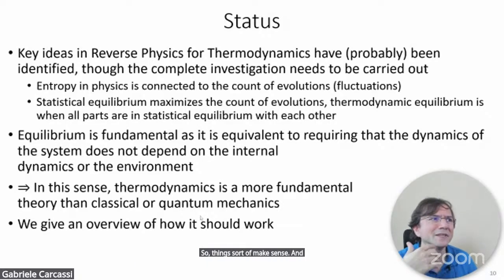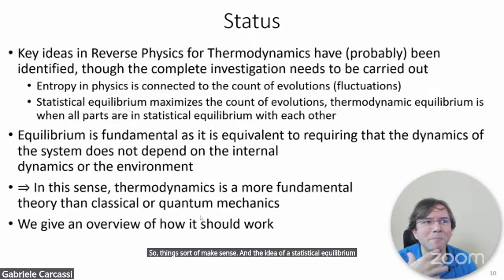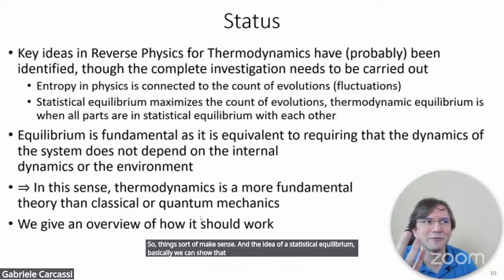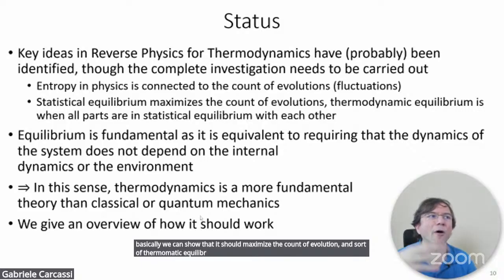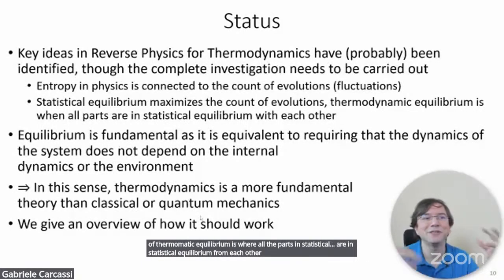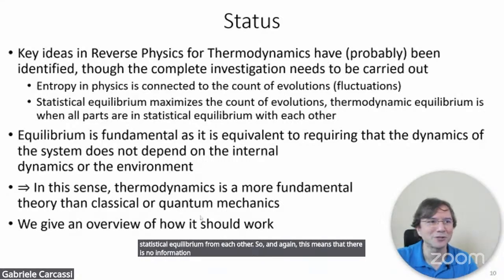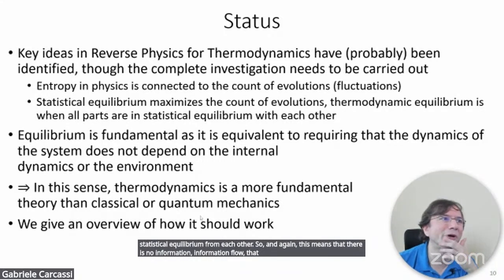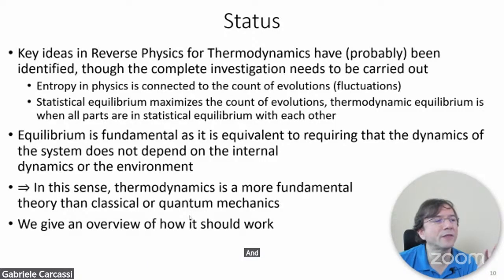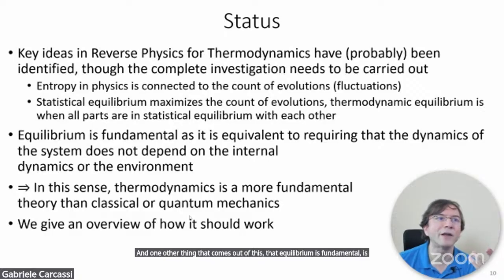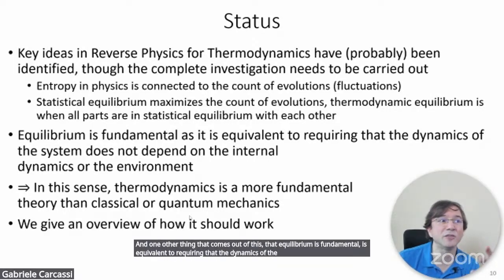And the idea of a statistical equilibrium, basically we can show that it should maximize the count of evolution, and the thermodynamic equilibrium is where all the parts are in statistical equilibrium with each other. Again, this means that there is no information flow, that information went everywhere and so on. So you recover some of those ideas. And one of the things that comes out of this is that equilibrium is fundamental, as it is equivalent to requiring that the dynamics of the system does not depend on the internal dynamics and the environment.